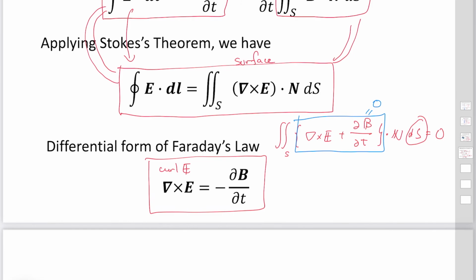In today's lecture, I explained electromagnetic induction. Electromagnetic induction was discovered by Michael Faraday, and it is expressed using the equation del cross E equals minus partial B partial t. This is the differential form of Faraday's law. Okay, this is the end of today's session.